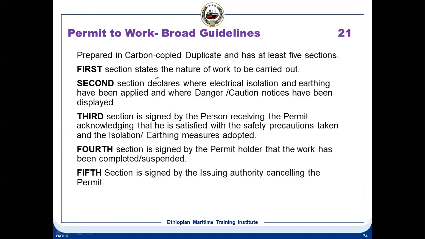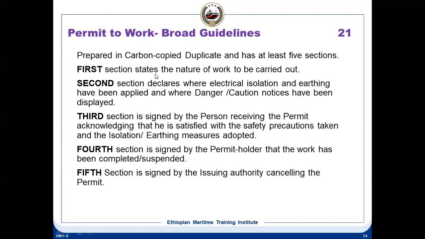The second section will declare where the electrical isolation and earthing has been applied, and where the dangerous or caution notice has been placed. So the second section is basically isolation. That means the equipment is dead, the breaker is off, isolated, and earthed. The third section is signed by the person receiving the permit, that means a competent person. He signs that he is satisfied with the safety precautions taken and the isolation and earthing measures adopted. That is the third section.